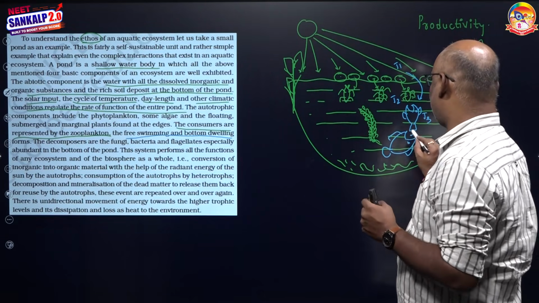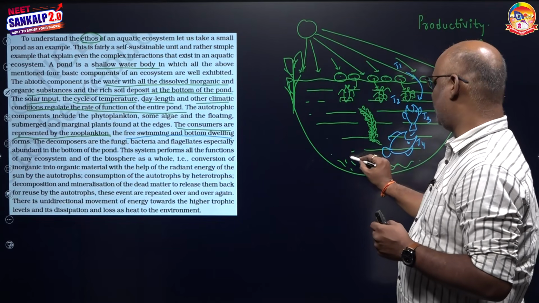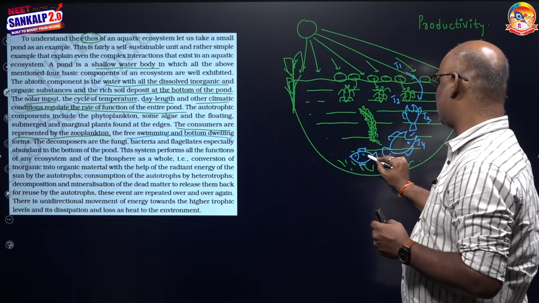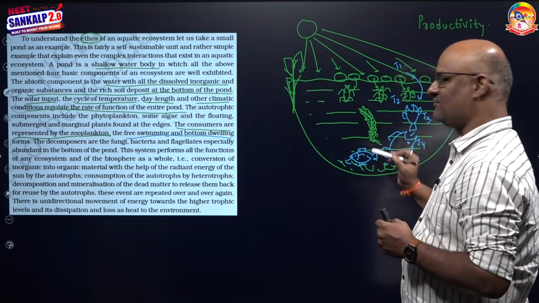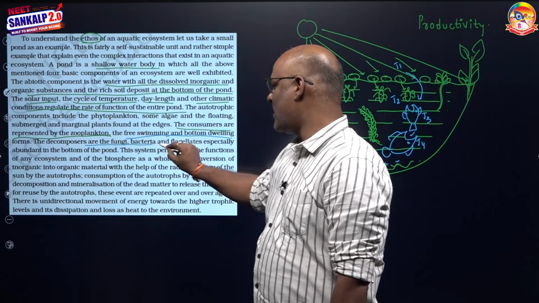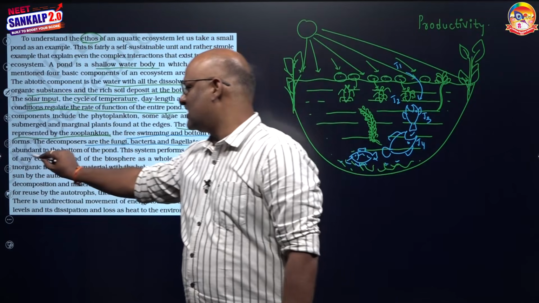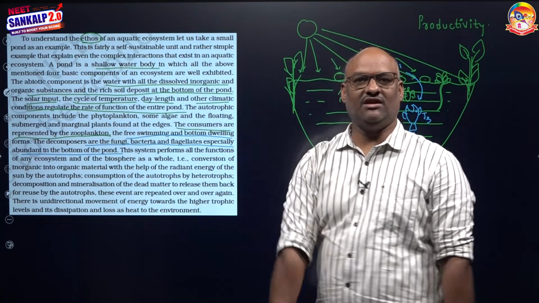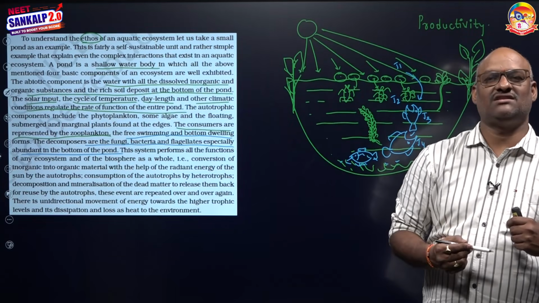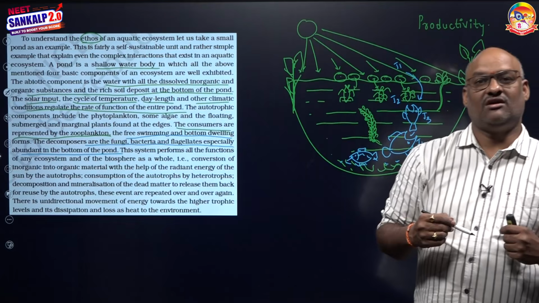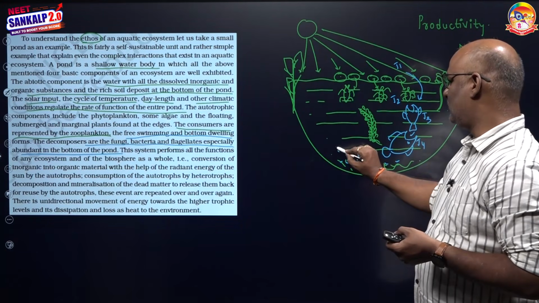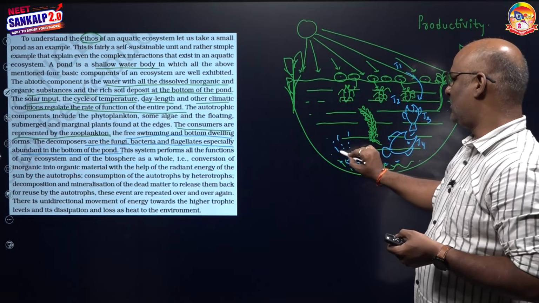Now finally, the fish which is present here, if the fish dies, once the fish dies, the fish is deposited at the bottom of the pond. Now in the bottom of the pond we have fungi, bacteria and flagellates, especially abundant in the bottom of the pond. Now what do these fungi, bacteria and flagellates do? They are decomposers which will decompose the dead organisms which are present here and release the nutrients again back into the water.